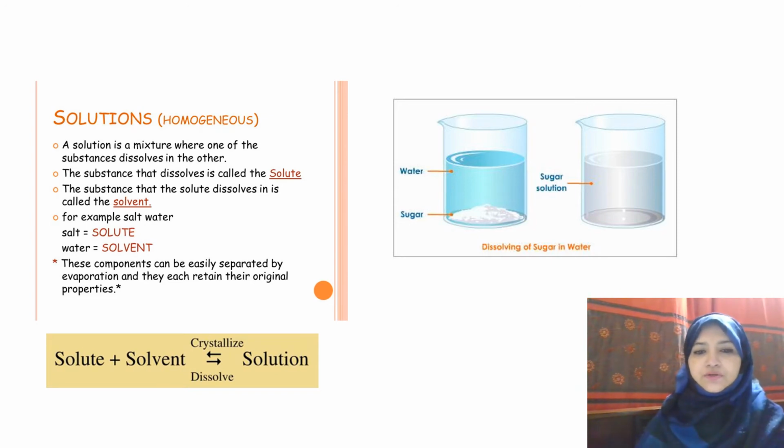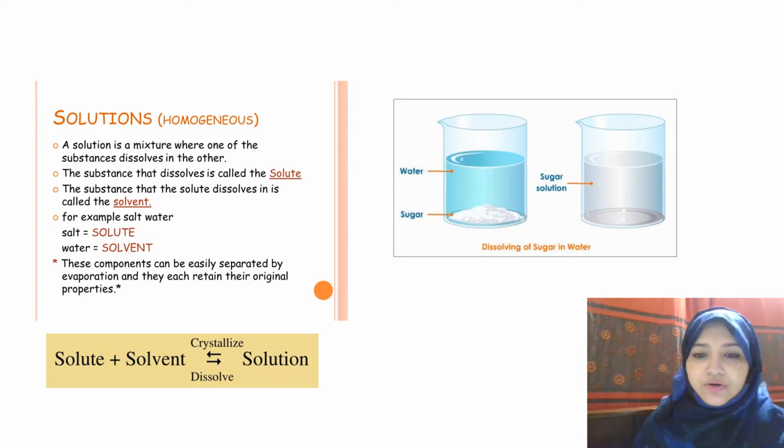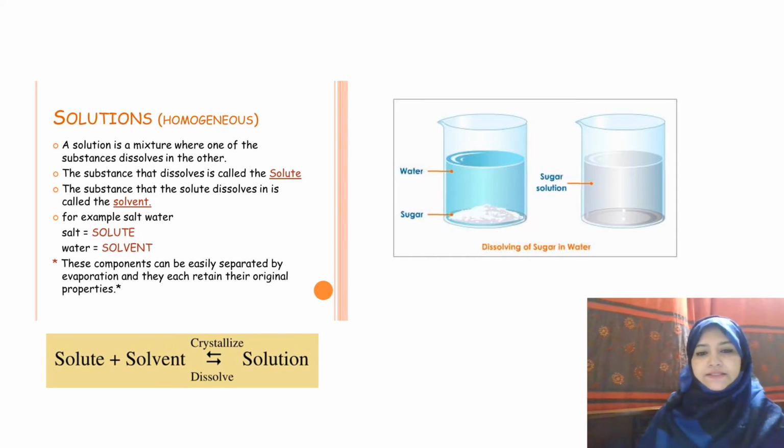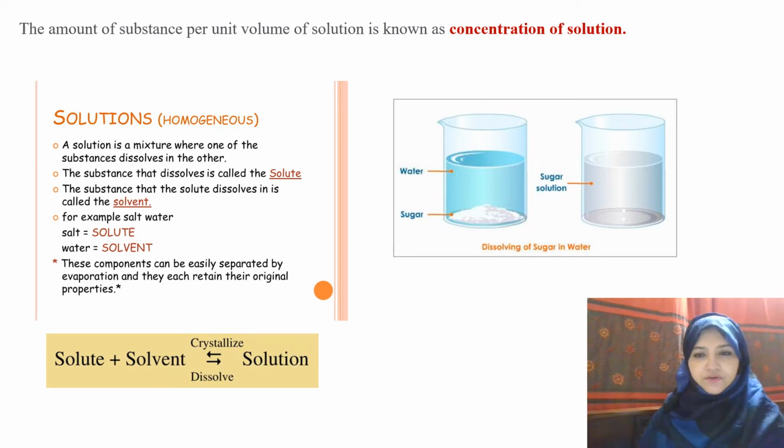A solution of different concentrations can be produced by mixing more or less solute and solvent in the solution. That means the solution is called dilute or concentrated, depending upon the concentration level of the solution. The definition of the concentration of a solution is the amount of solute per unit volume of the solution, known as the concentration of the solution.